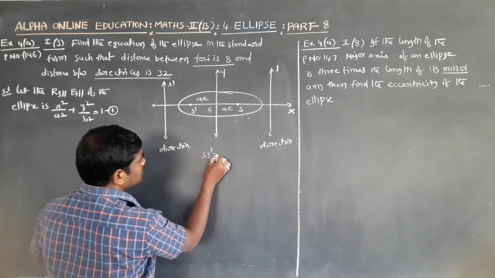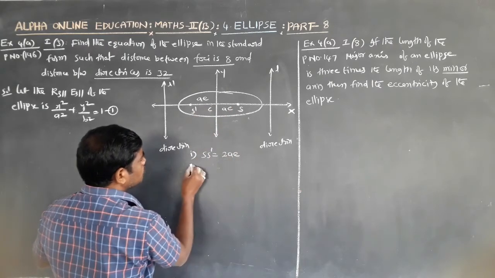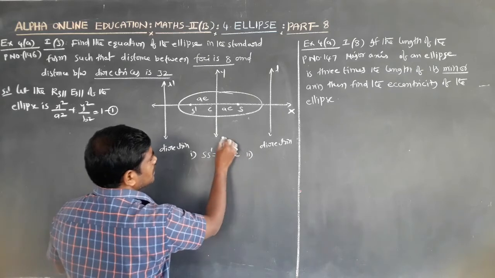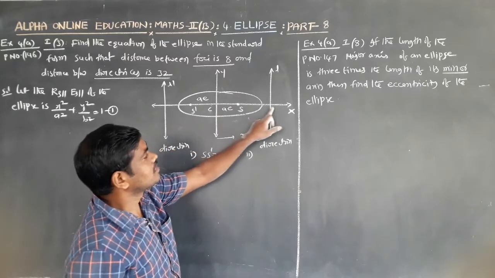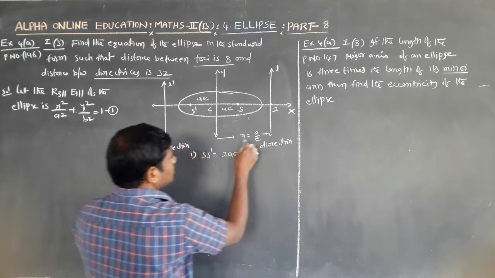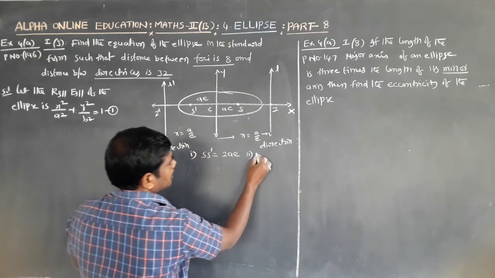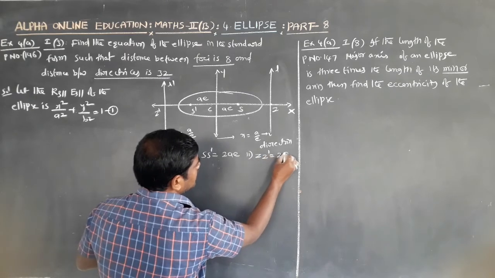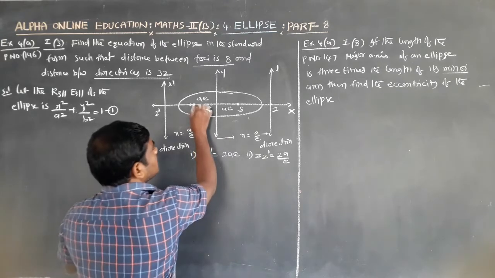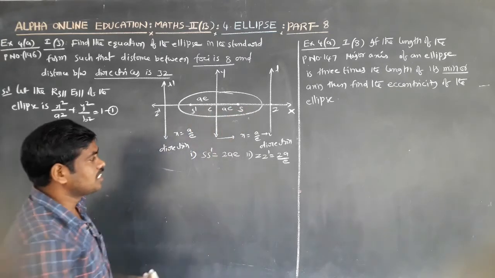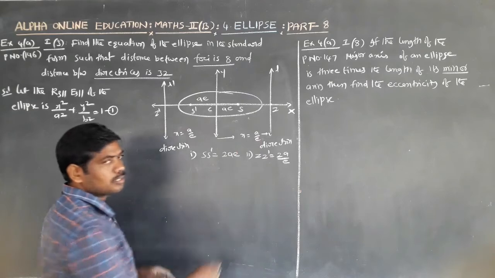So SS dash, the distance between the foci, is 2AE. Second, the distance of the directrix from the center, CZ, is equal to A by E. CZ dash is also equal to A by E. So ZZ dash is equal to 2A by E. Distance between the foci is 2AE. Distance between the two directrices is A by E plus A by E, that is 2A by E.